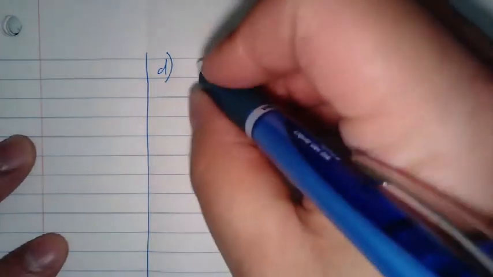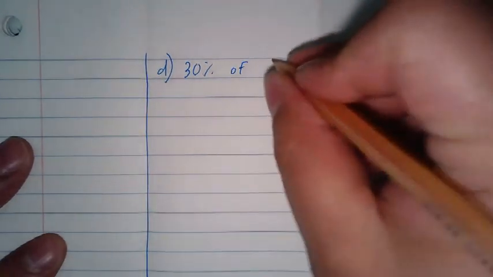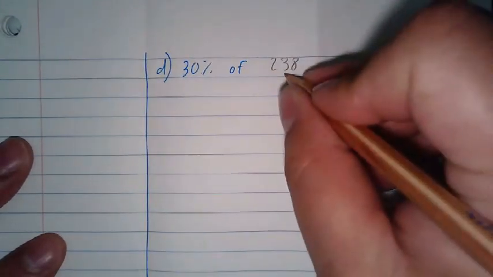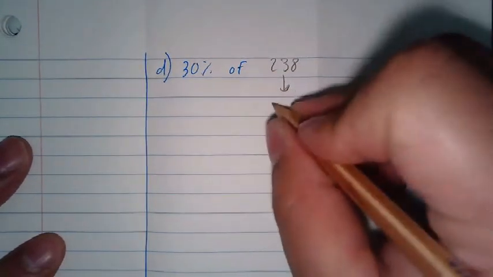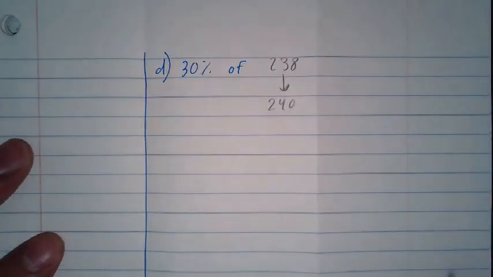Alright, let's get started with D. We have a word problem. Okay, Kaylee decided to donate 30% of her savings. If she has $238 in her savings account, about how much will she donate? Alright, so we have 30% of 238. This is pretty close to 240. I'm going to leave it there.